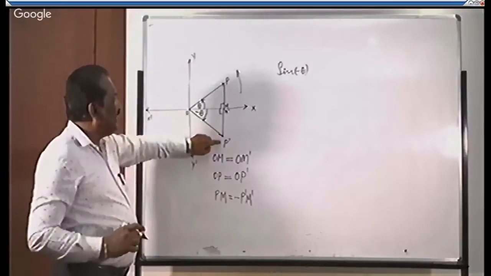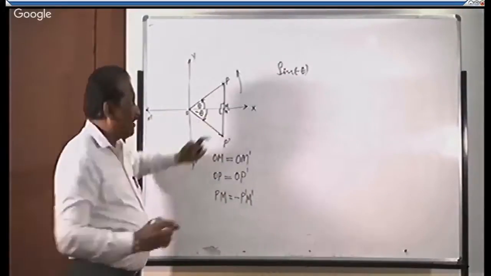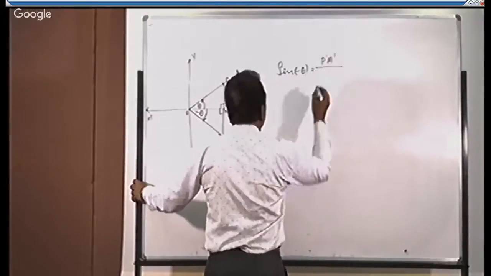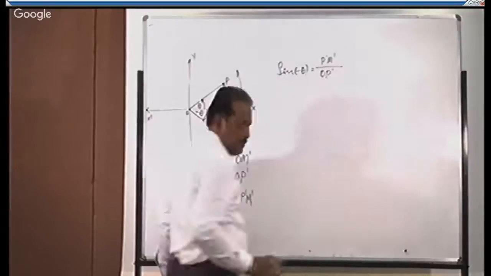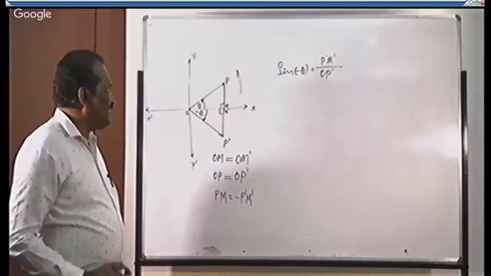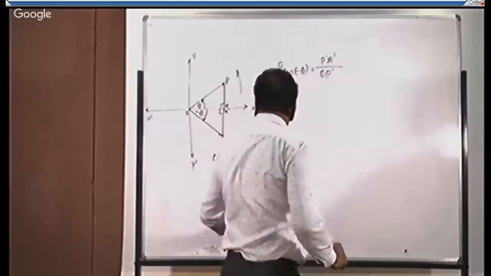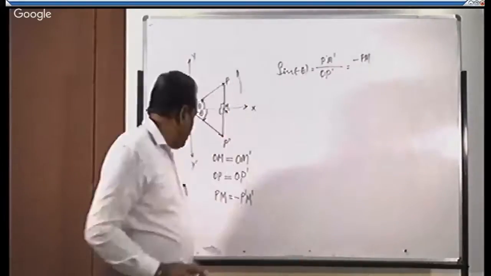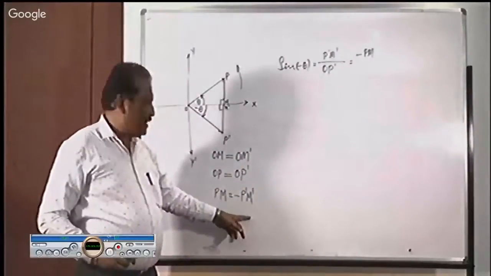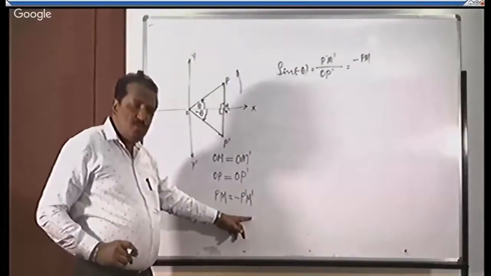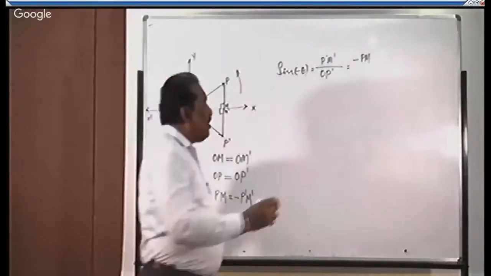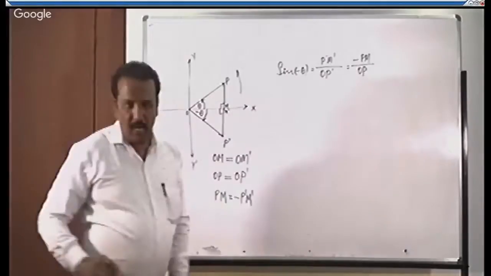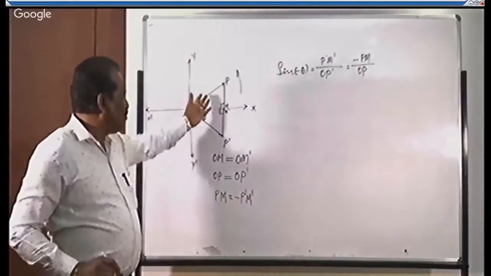What is opposite? It is P'M', is it not? So it is P'M' divided by hypotenuse, which is OP'. Geometrically, you can compare. I just write this P'M' is nothing but minus PM, because geometrically we came to know PM is equal to minus P'M'. Therefore, P'M' can also be written as minus PM. And also we came to know OP' is nothing but OP. OP' is equal to OP because these two triangles are congruent.